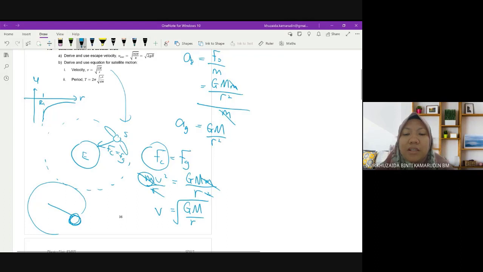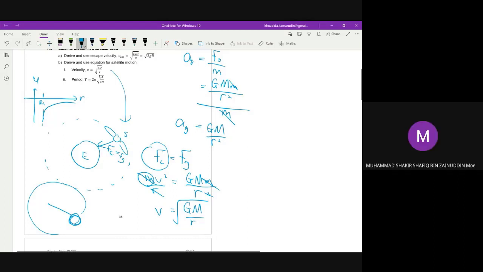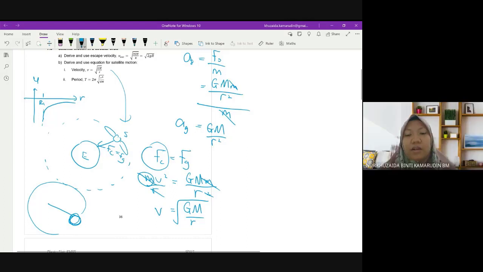Okay, so it means that the capital M over here is referring to which mass? Mass of the earth. Okay, alright, so kena berhati-hati because the question nanti you akan tengok dia akan bagi juga mass of the satellite, but we don't need the mass of satellite, kita perlukan mass of the earth. So ni adalah mass of the earth. Okay, so how about the R over here?